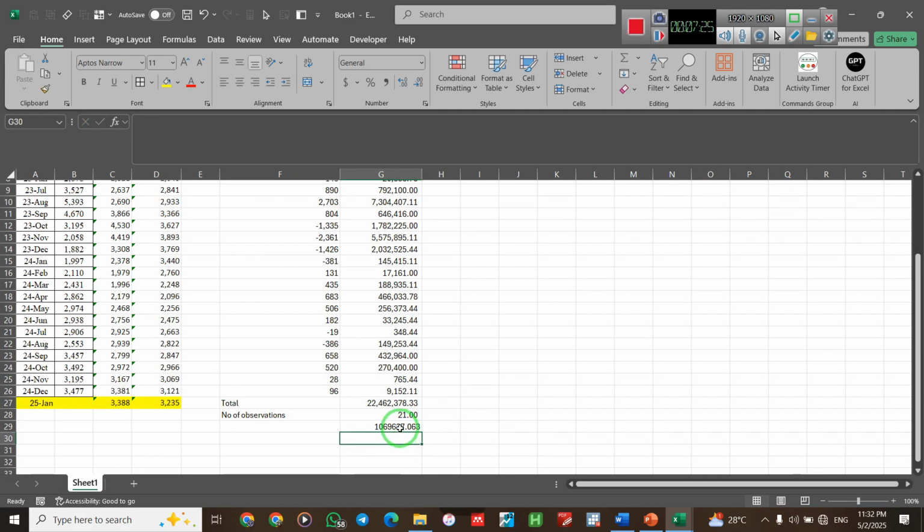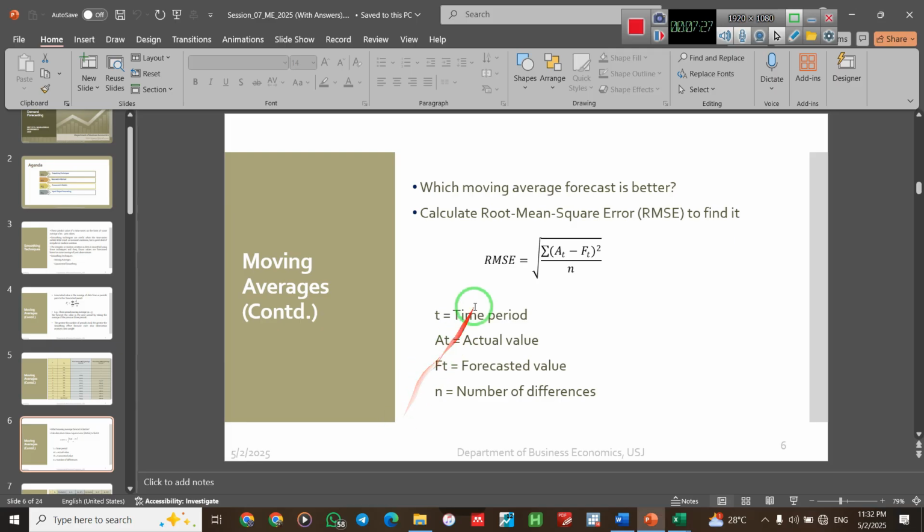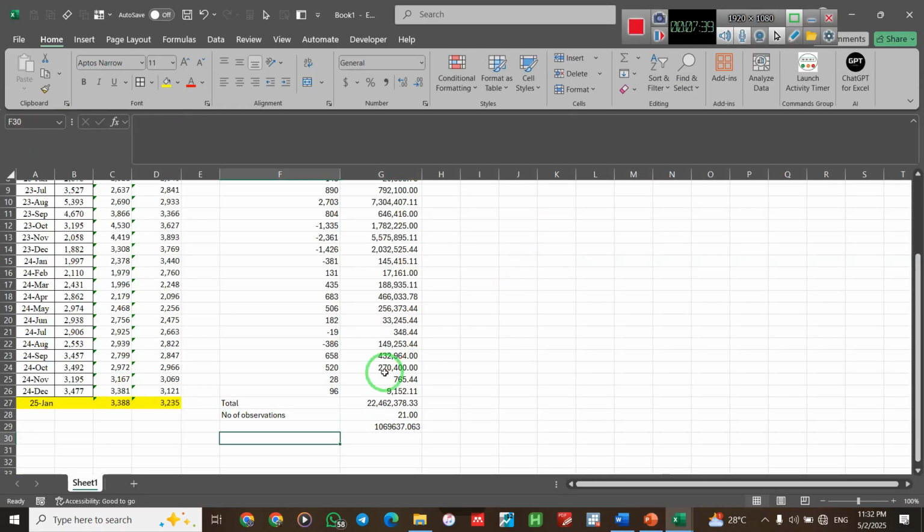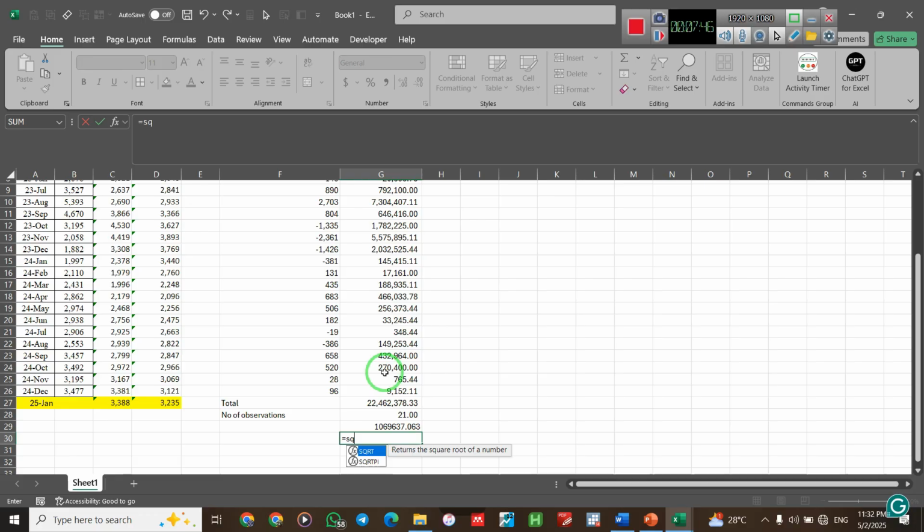So we come up with this answer, and in this equation there is a square root mark. So that means you have to take the square root of the value we have got from this formula. To do that you have to type equal, then sqrt, which returns the square root of a number, then press tab, then select the number that you want to take the square root of, that means this number, then press enter.